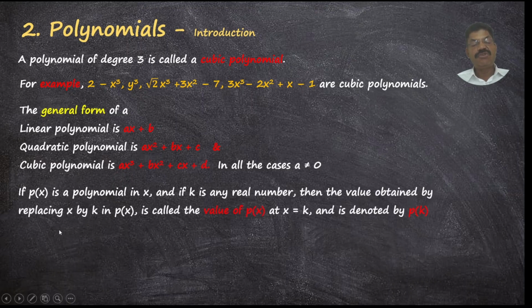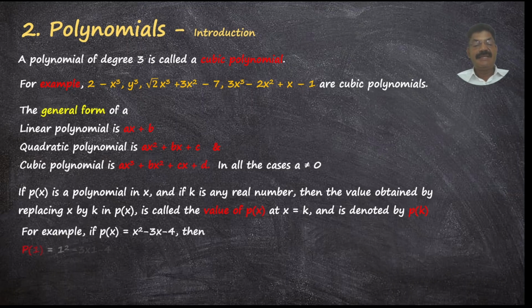Now what is the value of p of x? If p of x is a polynomial in x and if k is any real number, then the value obtained by replacing x by k in p of x is called the value of p of x at k, and it is denoted by p of k. So p of x is a polynomial. You just replace x by a number k, then you get a value that is denoted by p of k.